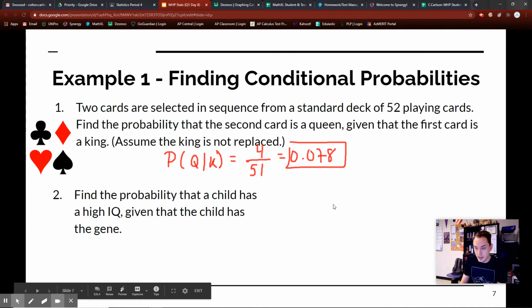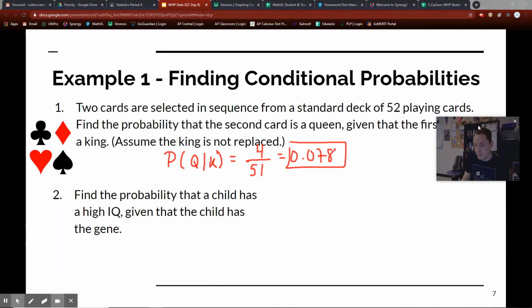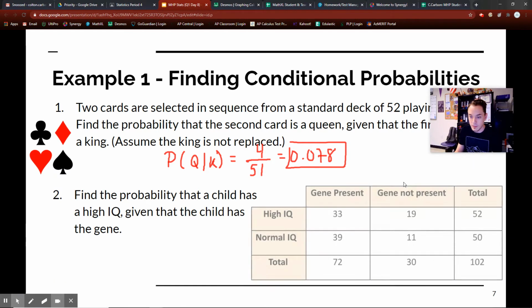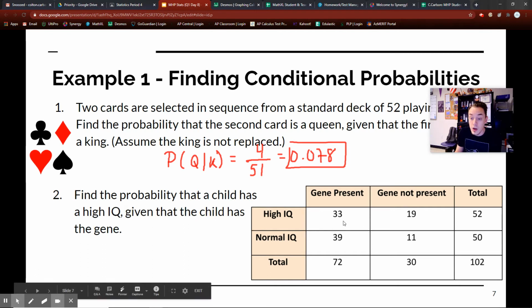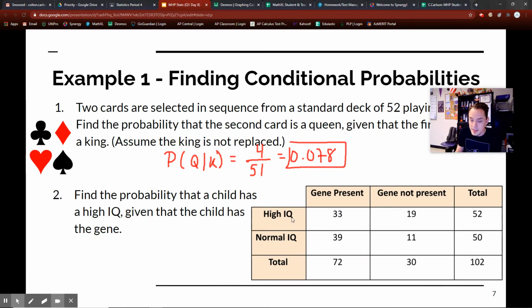Now, think about this one right here. I'm going to move myself up. Think about this problem. Find the probability that the child has a high IQ given that the child has the gene. So if you're on the notes, you can write down these numbers. Please write down those numbers. You have to fill out the table. But this is high IQ, gene present, high IQ, gene not present, normal IQ, and so forth.